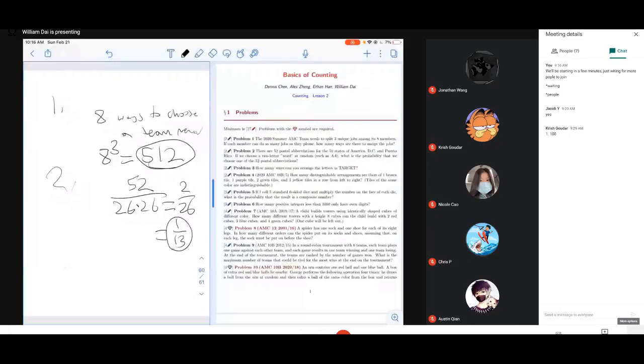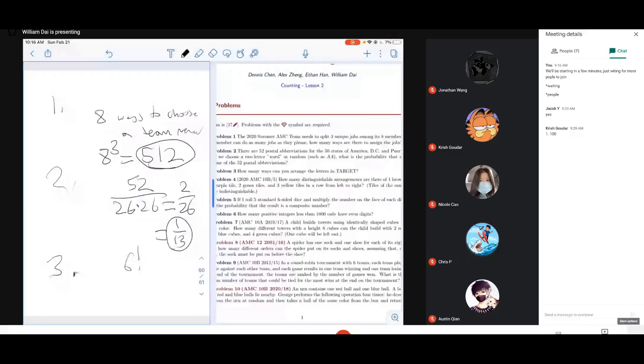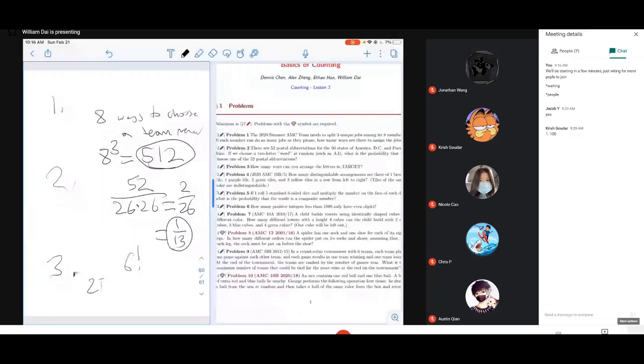How many ways can you arrange the letters in TARGET? A naive thing to do is say there's 6 letters, so we have 6 factorial, but we notice that we have 2 T's here, and so we have to divide by 2 factorial because we can permute these 2 T's in 2 factorial ways, but they're actually the same thing. So we have 360 here.